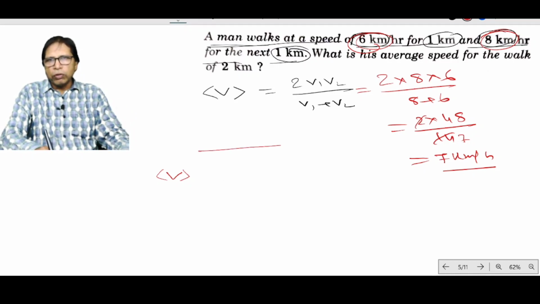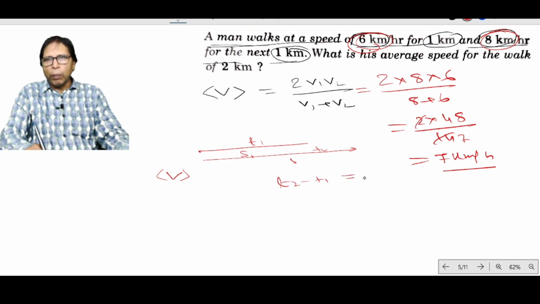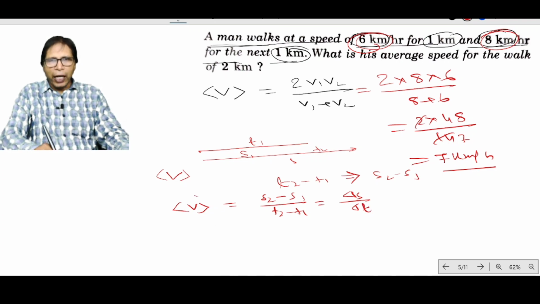Suppose a particle moves from this point S1 in time t1. Again S2 distance from the same point in time t2. So in the time interval t2 minus t1, the particle covers the distance s2 minus s1. Therefore, average speed equals s2 minus s1 divided by t2 minus t1. So look at this, it is delta s by delta t. Okay, this is the average speed for given time interval delta t.